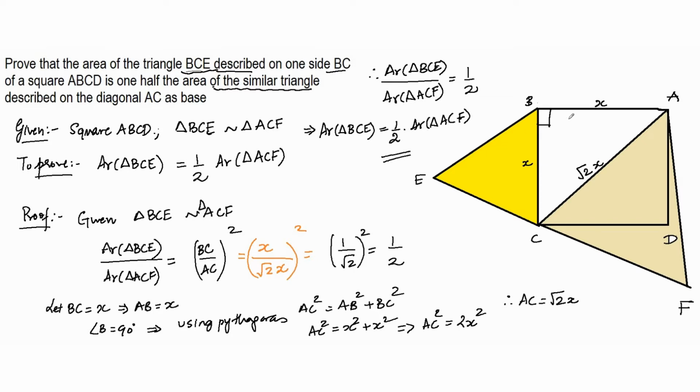So again, just to summarize, we took a square. On the side BC, I drew a triangle BCE. With AC as the base, I drew a triangle ACF. It was given that the two triangles are similar. So because the triangles were similar, I was able to use the area property for similar triangles. And then using Pythagoras theorem, I assumed AB as x and BC as x. I found out AC using Pythagoras theorem. And then I found the ratio of the areas by substituting BC and AC, and I got area of BCE is half the area of triangle ACF. So this is how I approached this question.